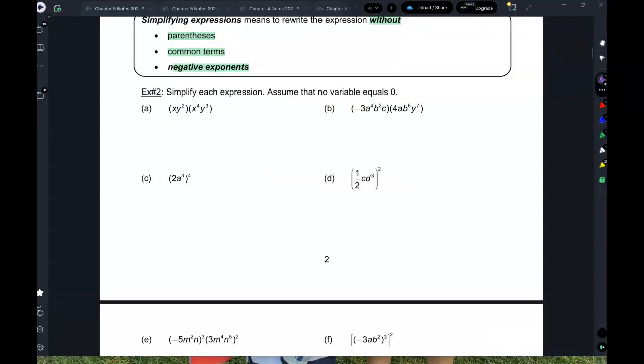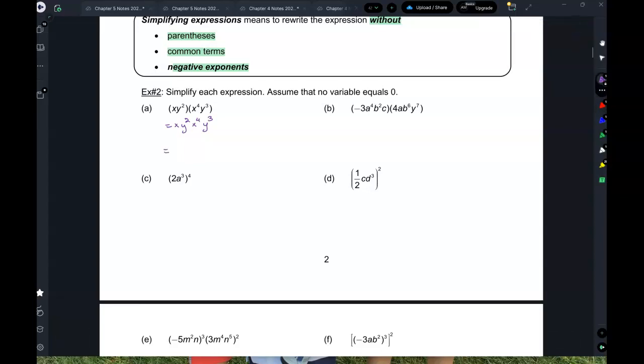So here I have xy squared times all of this. Okay? So basically, if you're just multiplying all of these, then they're all being multiplied. One thing is you can just get rid of the parentheses, right? X times y squared times x to the 4 times y to the 3. All of these are being multiplied. Now, let's see what this gets us.